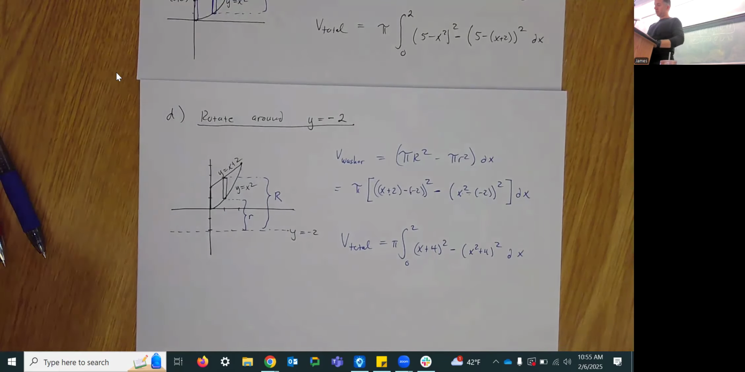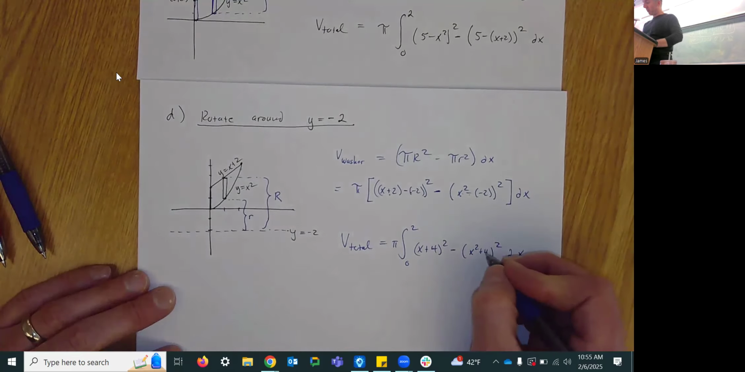Yes. Why does the second one become x² plus 4? Oh, because I made a mistake. Thank you. +2. Still +2. I don't know why I said +4.